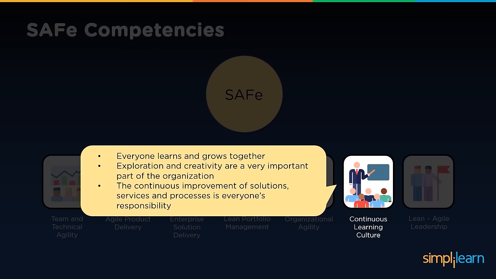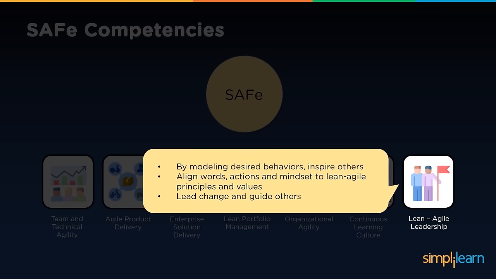So these are all the things which are more and more discussed when we want to make an organization a learning organization. The continuous improvement of solutions, services, and processes is everyone's responsibility. Then lean agile leadership. So by modeling desired behaviors, inspiring others, aligning words, actions, and mindset to lean agile principles and values, leaders change and guide others. So this requires a lot of accountability and ensuring the correct information, well-informed individuals to take things forward.